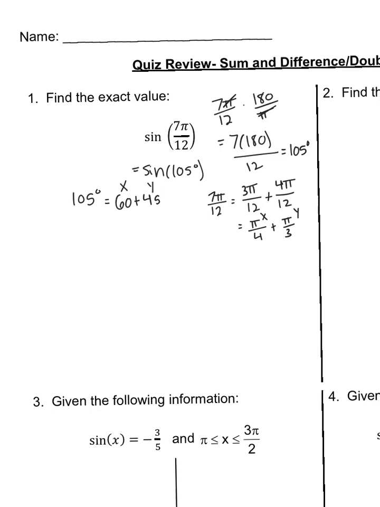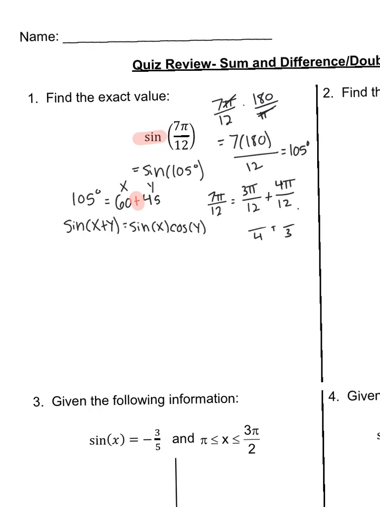So since the function that I'm looking for is sine, and I'm adding these together, on your formula sheet, you're going to look for the formula that's sine of x plus y. So you're going to have sine x, whoops, should be cosine. So you've got sine x, cosine y.